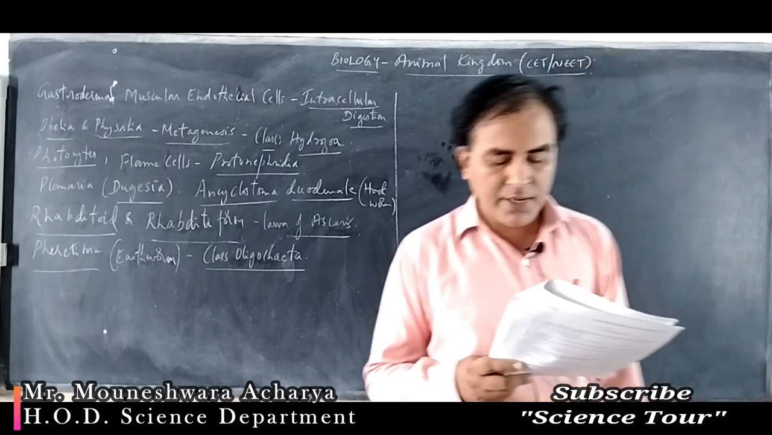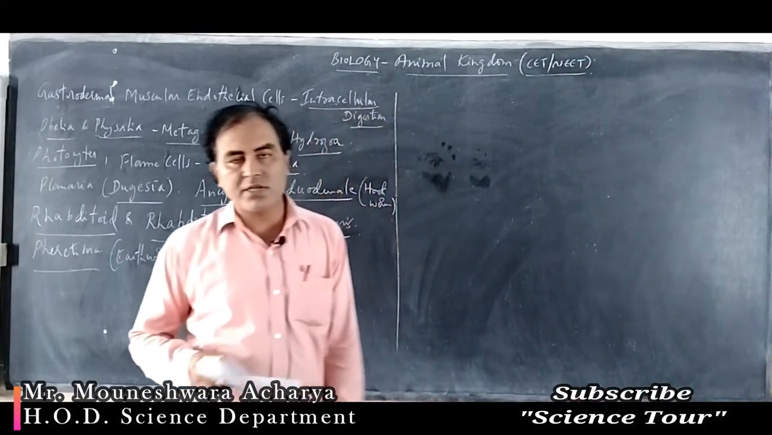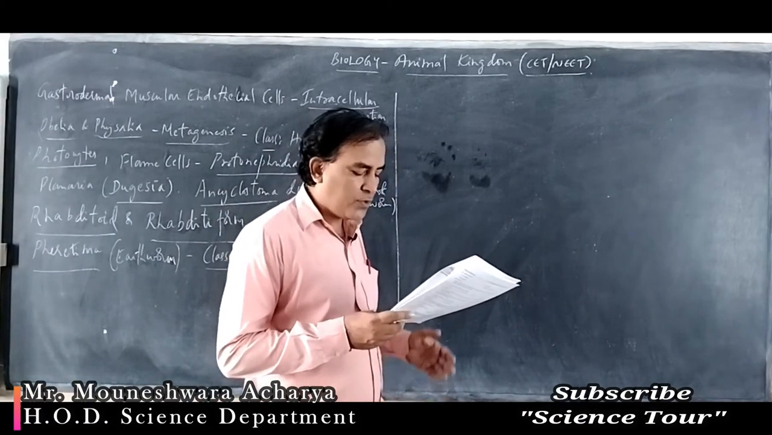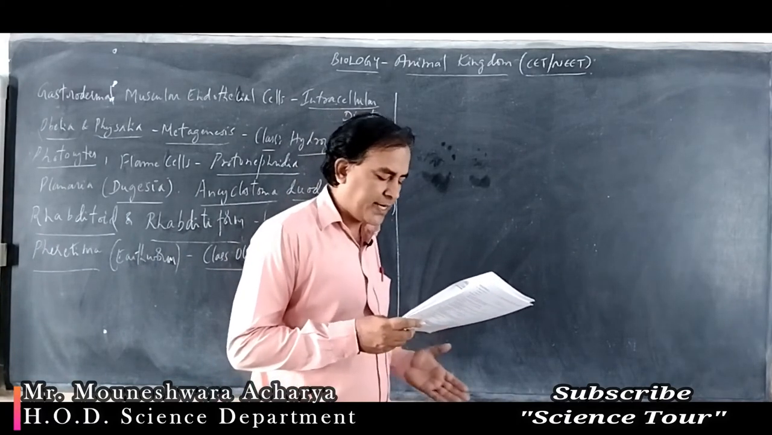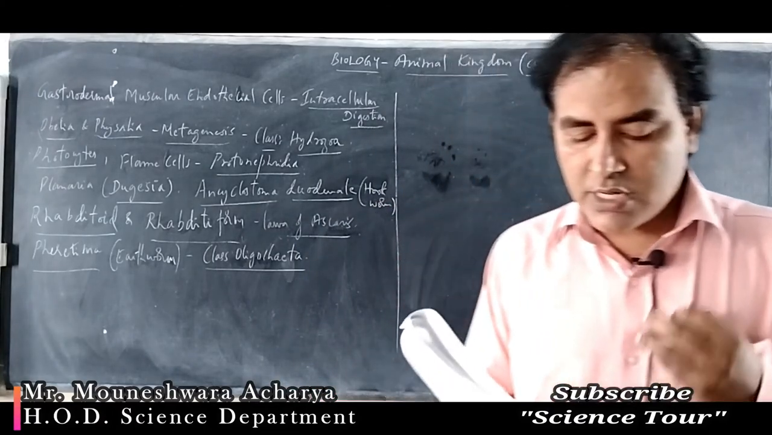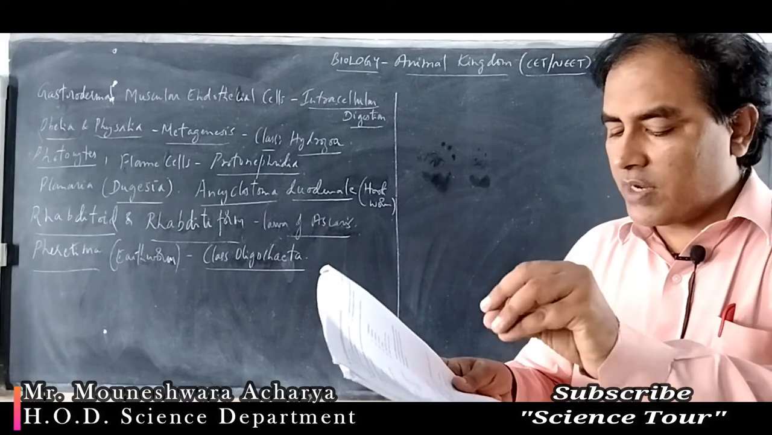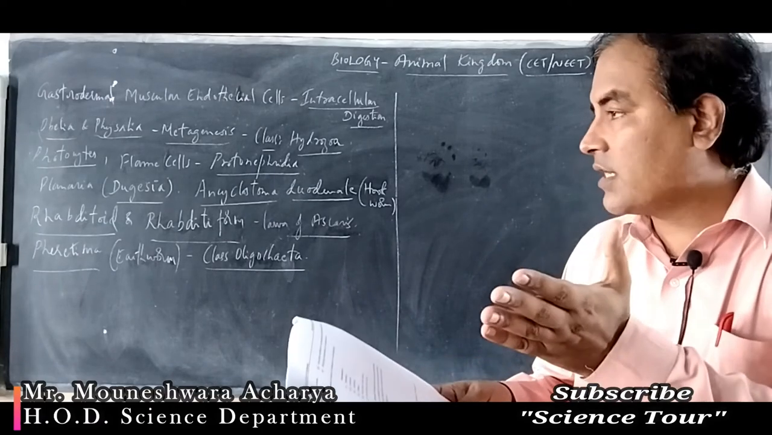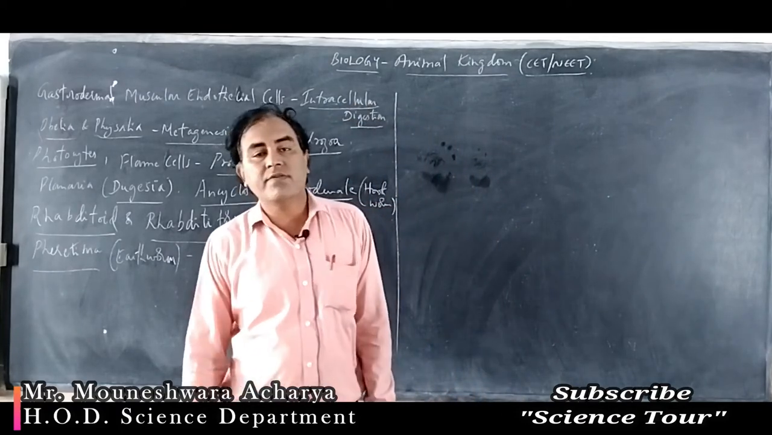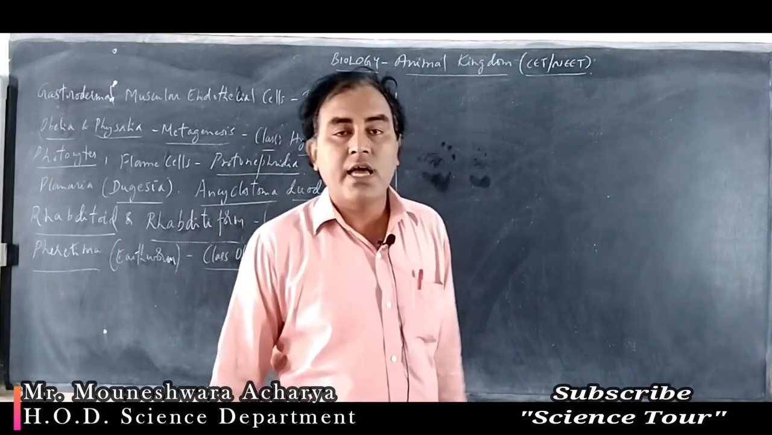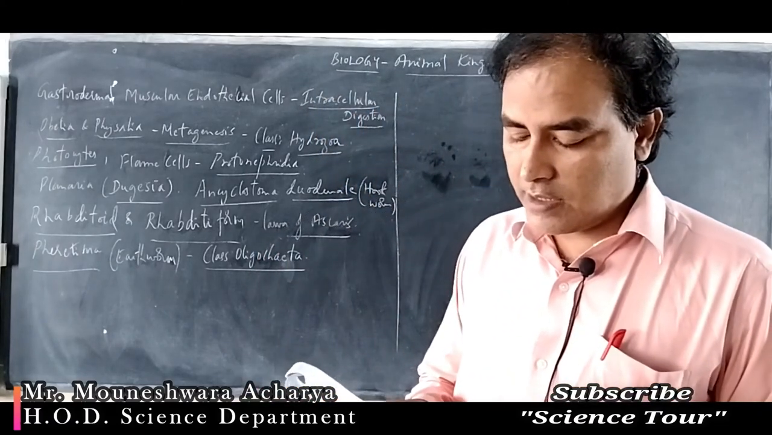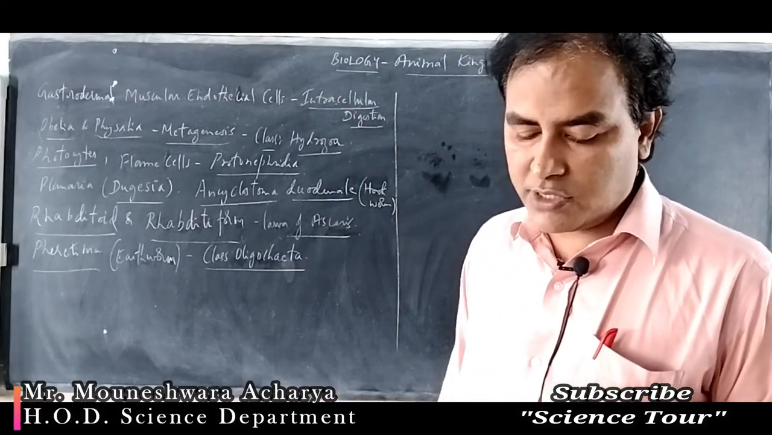Which of the following structures helps in excretion and respiration in mollusk? Which one helps in excretion and respiration? 1 nephridia, 2 feather like gills, 3 flame cells, 4 tentacles. Which one? They have feather like gills, correct? So the mantle cavity of the mollusk encloses the feather like gills, which help for respiration as well as for excretion, serving a dual purpose. So the right option is option 2.